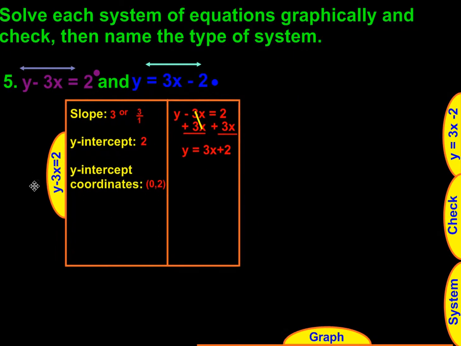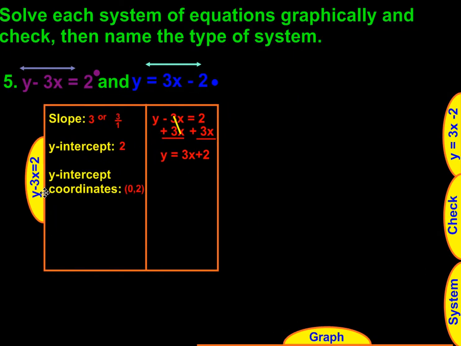So in order to be able to determine the slope and the y-intercept on this equation, you're going to need to do some work because we have to isolate y by itself. So we add 3x to each side. That eliminates the 3x from the y side and gets y alone. And it moves 3x to the other side and it gives us 3x plus 2. Once we have the equation set up like this, we can easily take the slope, which is 3, or 3 over 1, and we can take the y-intercept, which is a positive 2. And the coordinates for the y-intercept would be 0, 2.